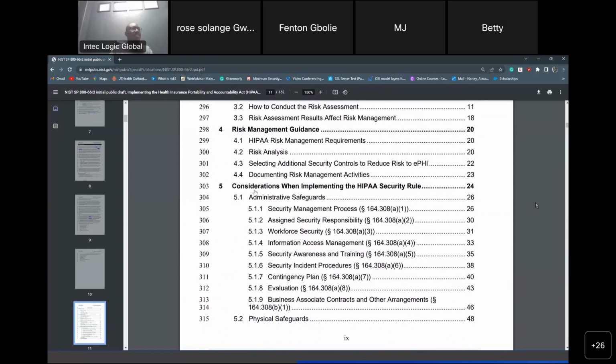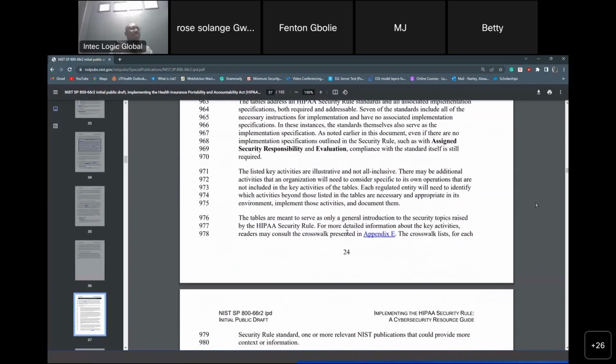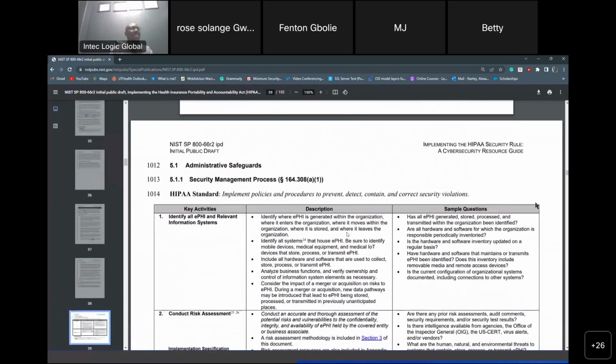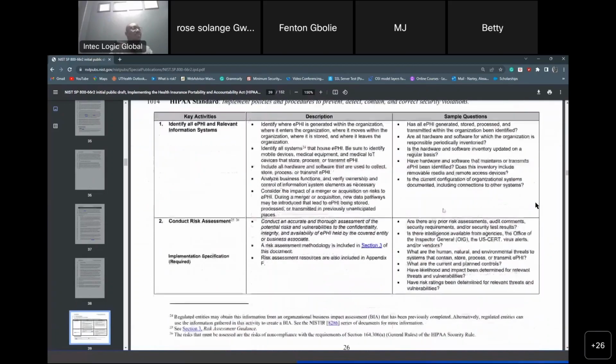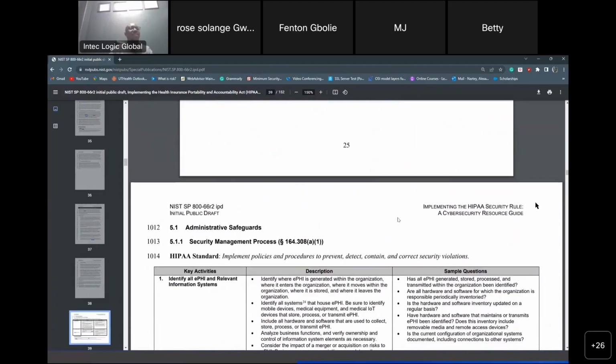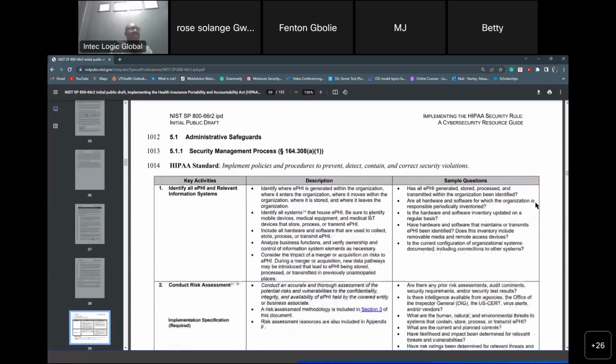It's at this place. It says considerations when implementing the HIPAA Security Rule. Let me click on that. We have some key information here, but this is where I want you to take a look. Is there an appendix? No, okay, so that is from page 26 going. When you come here, it says identify all EPHI and relevant information systems. That is a key activity.